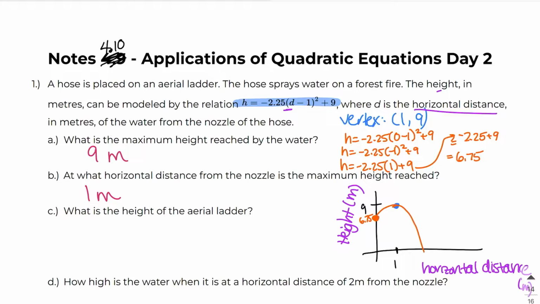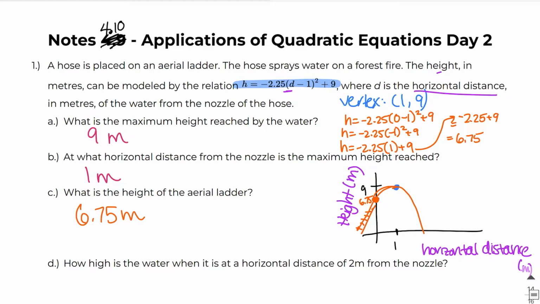Next it asks, what is the height of the aerial ladder? This right here is where the ladder is, and the water is shooting out from right here. So the height of the aerial ladder is 6.75 meters. Lastly, it says, how high is the water when it is at a horizontal distance of 2 from the nozzle? There are two different ways we can figure this out.